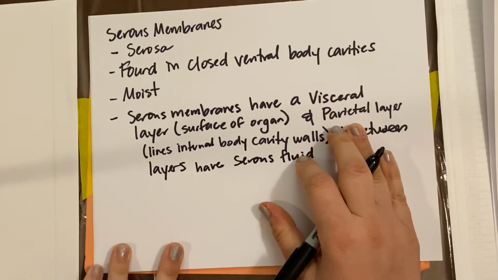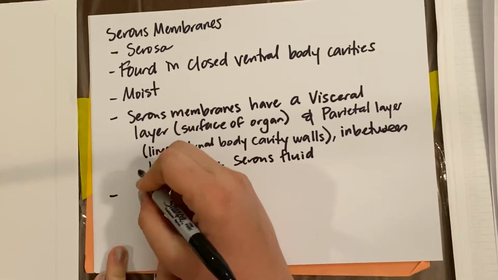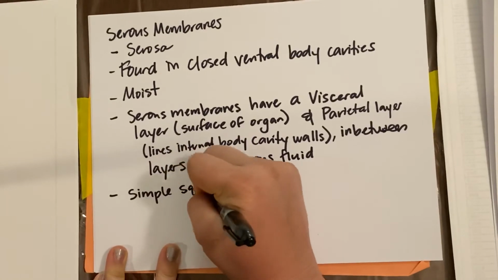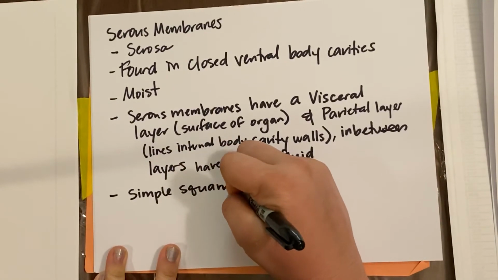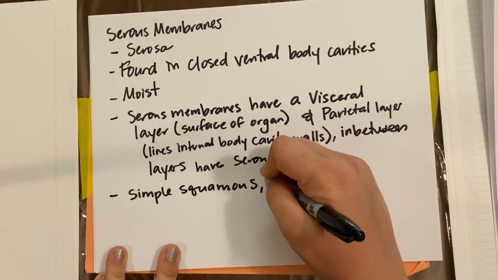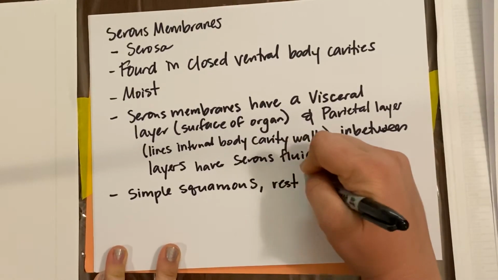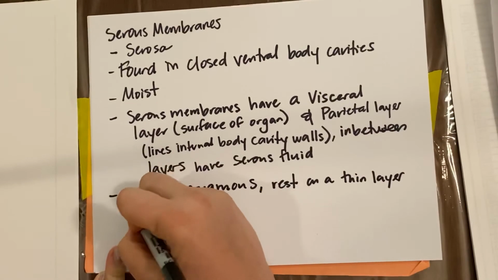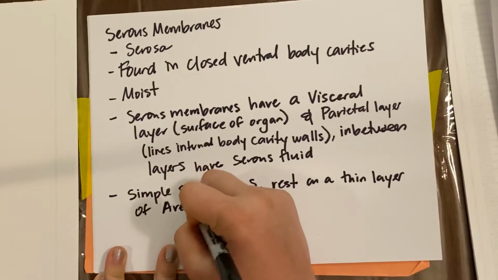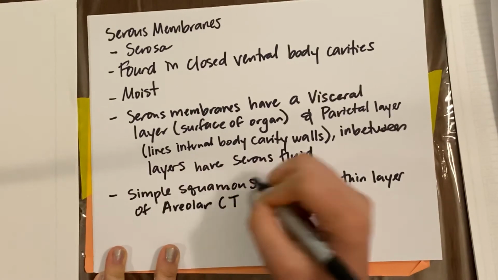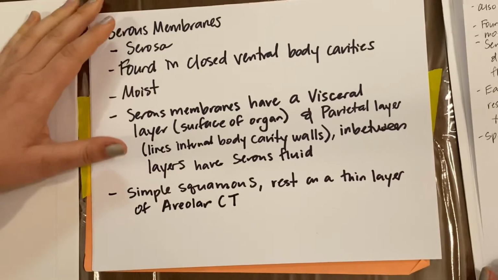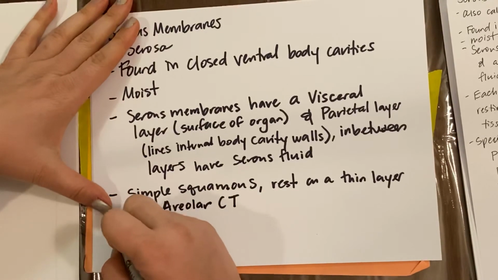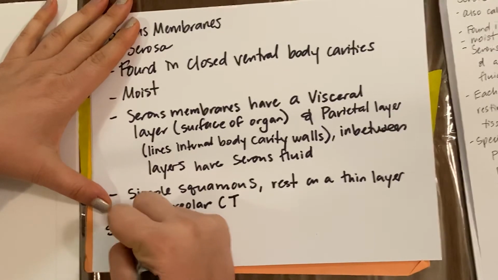Okay. Now, the cells that these are composed of are going to be simple squamous. Okay, and they are going to rest on a thin layer of areolar connective tissue. Now, there are a couple names that we have for these serous membranes, and so we've talked about these ones previously. So special names.